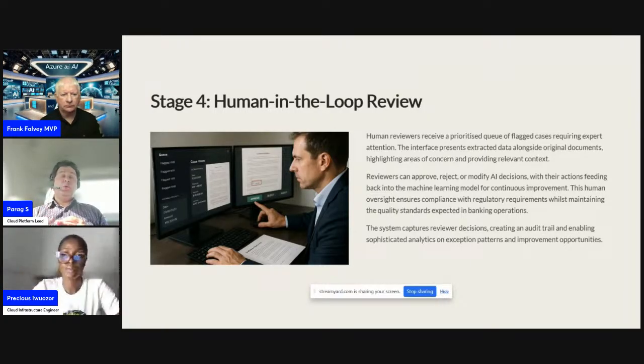But also, these actions that they are taking get fed into the AI learning so that this model becomes more and more relevant and the accuracy increases as it goes further. So this human oversight ensures compliance with regulatory requirements while maintaining the quality standards expected in banking operations. The system captures reviewers' decisions, creating an audit trail and enabling sophisticated analytics on exception patterns and improvement opportunities.